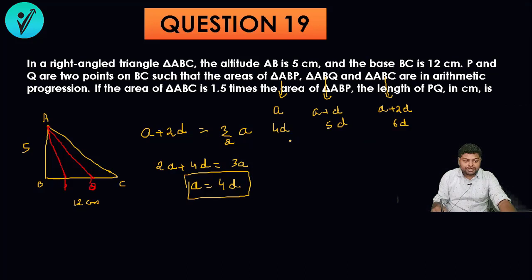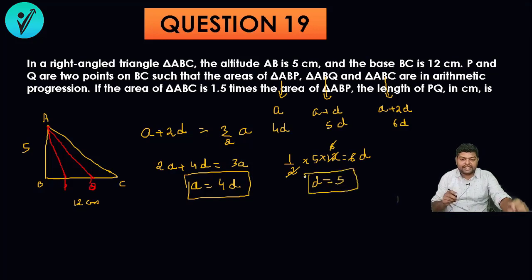So I have the length of this and I have the breadth of this. So can I say that the area of triangle ABC is half of 5 into 12, half of base into height, and as per our assumption it is equal to 6D, which is 60. Solve it. So the value of D is what? The value of D is 5.